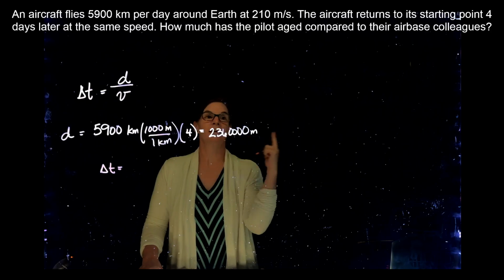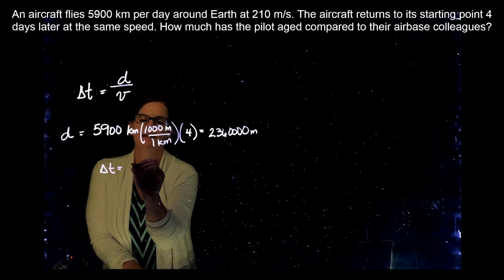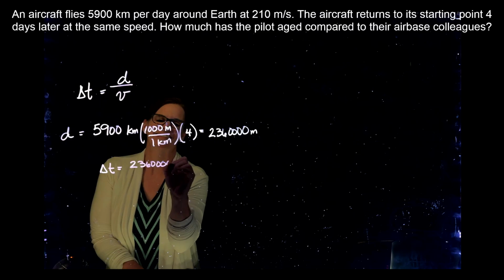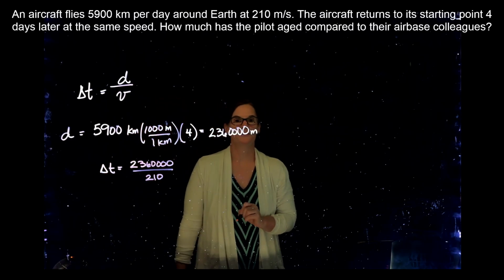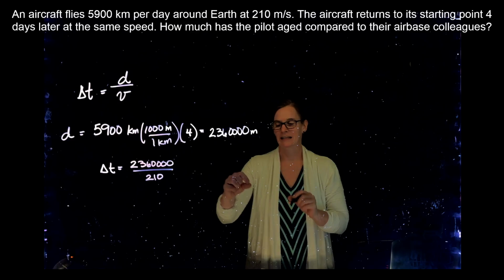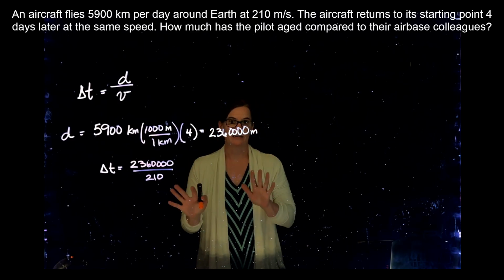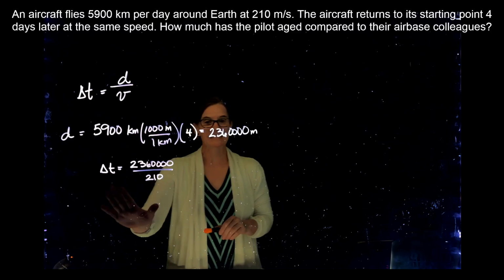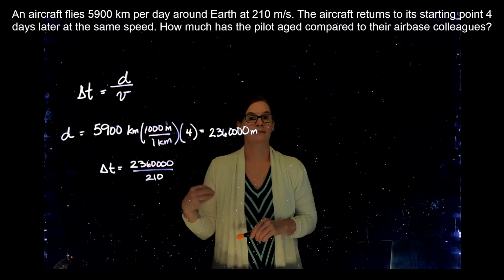Now, the time it takes for that observer to be watching it go, that traveling that full time, is 2,360,000 divided by how fast that plane is going, which is 210 meters per second. Now we're not going to calculate that out. We're not going to give a number because we're dealing with really small numbers, so we don't want any rounding errors happening. All right, so this is the change in time of the person on Earth.